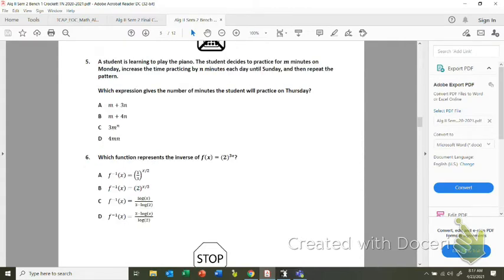A student is learning to play the piano. A student decides to practice for M minutes on Monday. So how many minutes are we practicing on Monday? Just M. The student decides to practice for M minutes on Monday and then increase the time practicing by N minutes each day until Sunday. So every day we're going to increase by how many minutes? N minutes. Okay, we don't have an actual number, we just have letters. And then repeat the pattern. Here's the important part. Which expression gives the number of minutes the student will practice on Thursday?